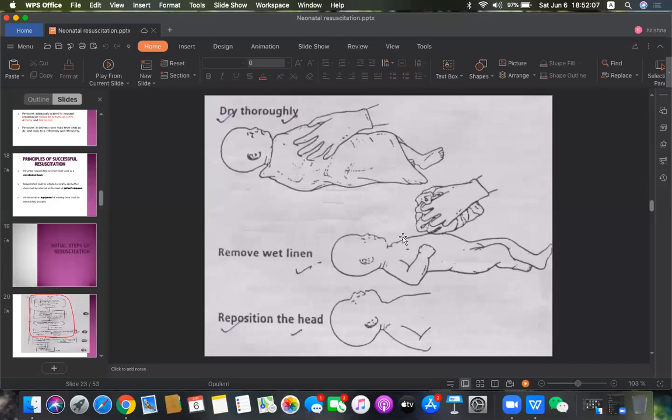Now see that this is the way to dry the baby. Dry thoroughly. Okay? Remove the wet linen or wet cloth and reposition the head. We have already learned how to do that. So this is another step of resuscitation.